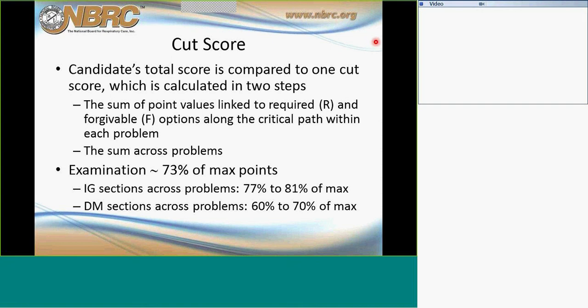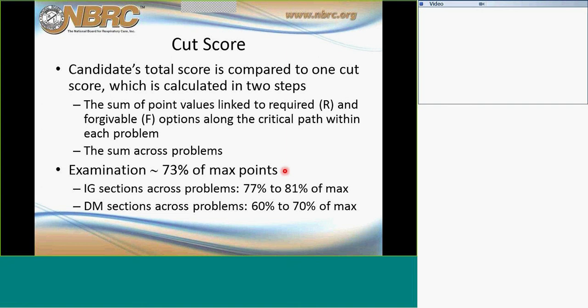In the second major bullet point here on this slide, you'll see that the cut score can be expected to wind up in the vicinity of 73% of the maximum points. If we're thinking about an exam that has, in round numbers, 400 points, and the cut is at 73, then just doing a quick mental math, that should tell you that the cut score is somewhere in the vicinity of a little more than 350 points.